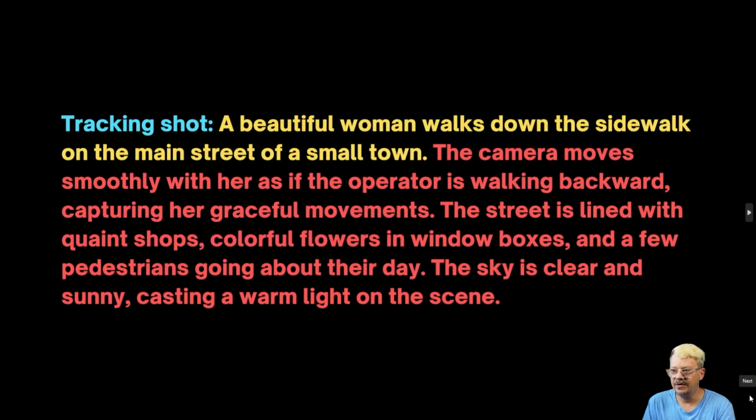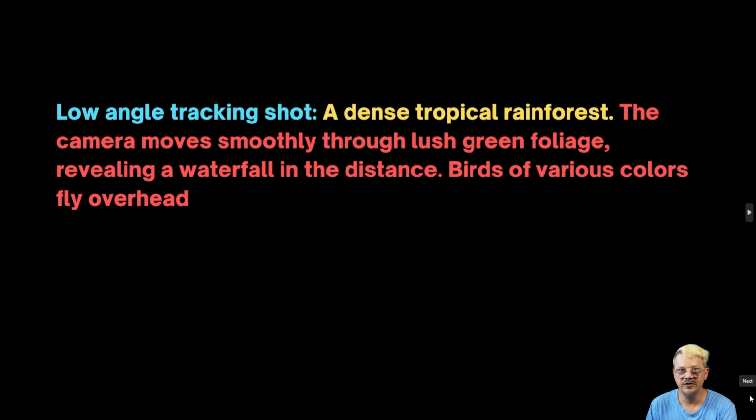And then the camera moves smoothly, and all this other stuff down to the end is what I'm considering the additional details. But I did split it up into sections using sort of the recipe that they recommended. For the rainforest video, the camera movement is low angle tracking shot. Then for the scene, a dense tropical rainforest, and then the additional details: the camera moves smoothly through the lush green foliage, revealing a waterfall in the distance.